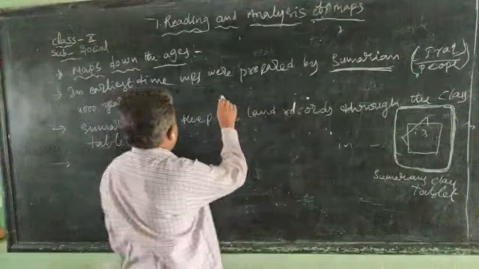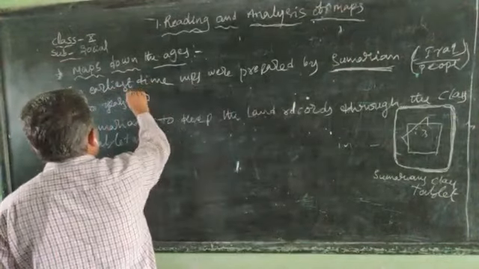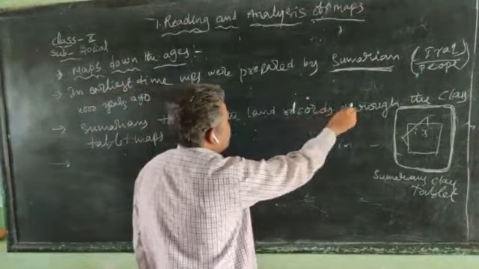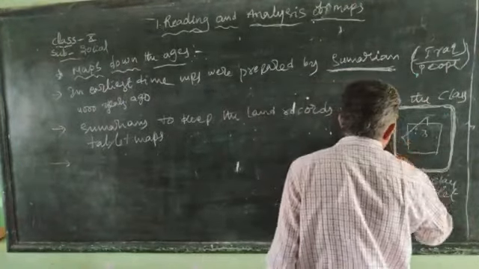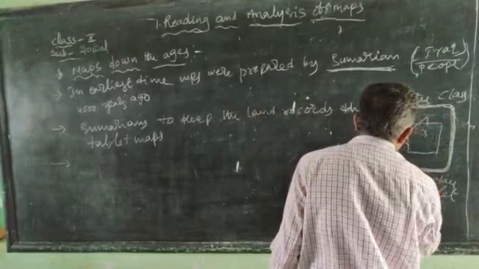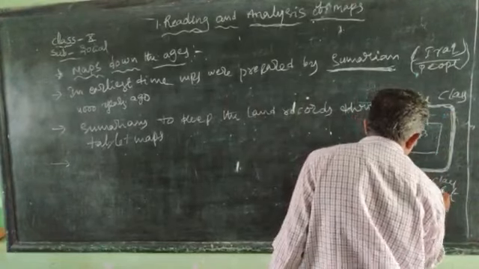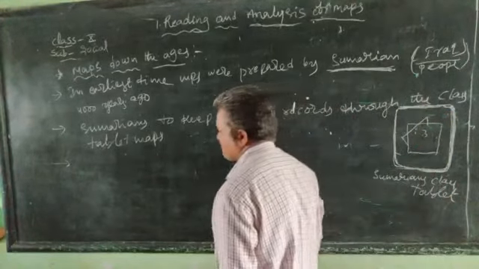Next, the Babylonians. Here we discuss that the earliest maps were prepared by the Sumerians. With the help of clay, they made maps.